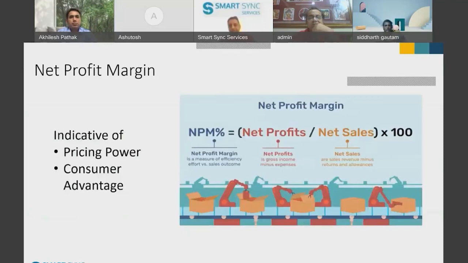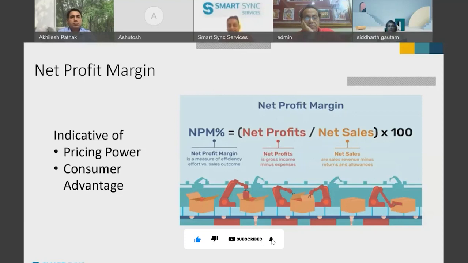Now, what is net profit margin? So net profit margin in any business basically talks about the pricing power and the advantage the business has over its consumer. So only when a business like an FMCG business, where consumers look at the brand and don't look at the price, those companies generally have a higher margin.